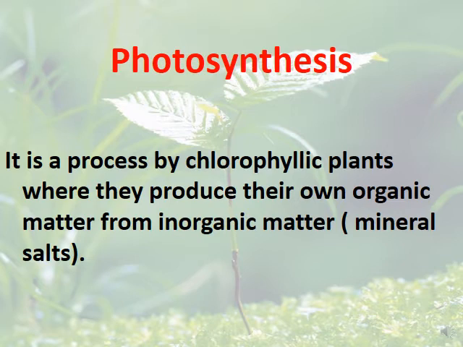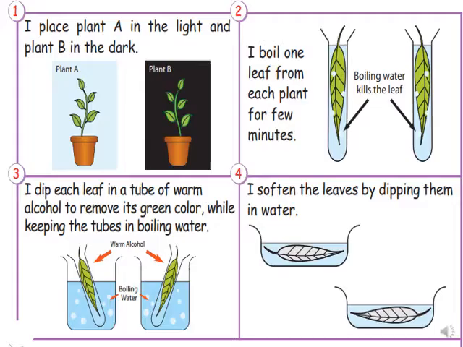It's the process by which the chlorophyllic plants, meaning the green plants, produce their own organic matter from the inorganic, like the mineral salts. What do they produce? Let's see. They produce their own food by the process of photosynthesis.